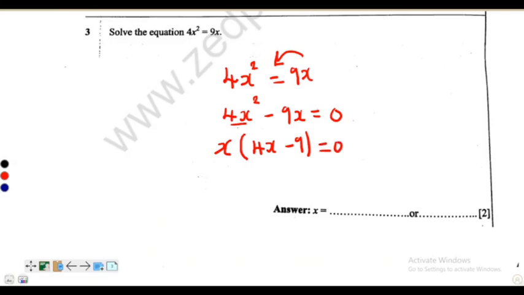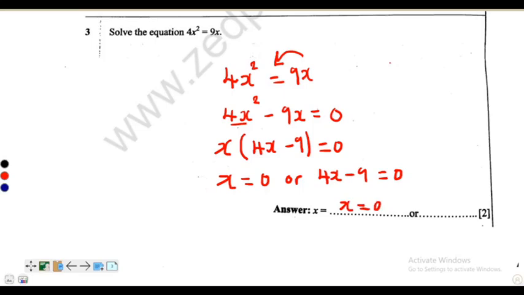So here x equal to 0, it's just a matter of equating x is equal to 0, or 4x in brackets, minus 9 is equal to 0. Now here, the reason why we are writing or, is because this is a quadratic expression also, because x is raised to the power of 2. So the values for x are going to be 2. All right. So we have our first value, which is x is equal to 0 right here.